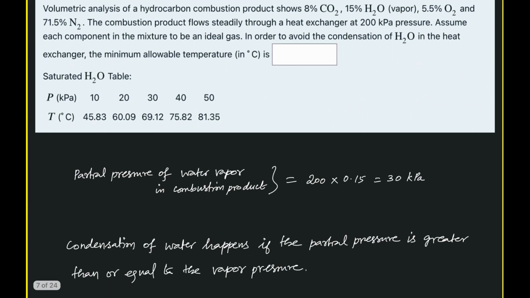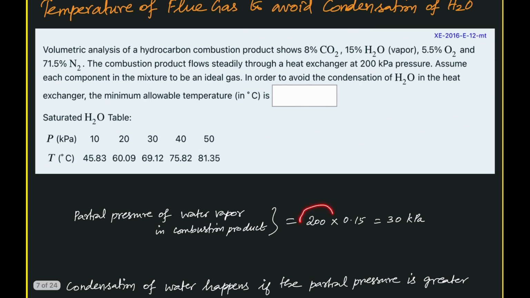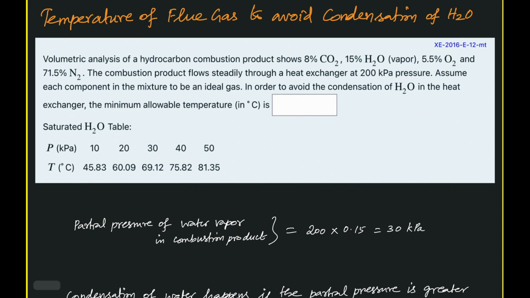Fine. So we know the partial pressure of water in the combustion product is equal to total pressure multiplied by the mole fraction, or the volume fraction. That doesn't matter, because mole fraction is equal to volume fraction for an ideal gas mixture. If it is an ideal gas mixture, mole fraction and volume fraction are the same, because at a given pressure, N is proportional to V. From PV equal to nRT, V is always proportional to N.